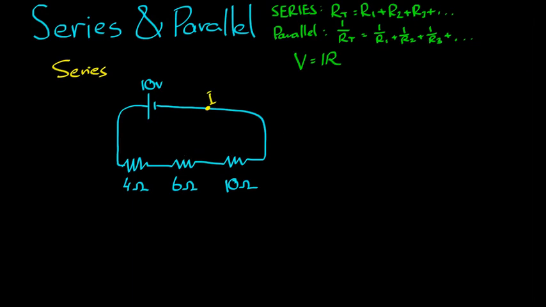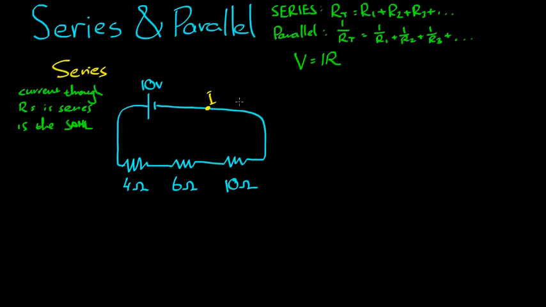So the first thing I want to mention, in a series circuit, the current through resistors in series is the same. And that's pretty obvious when you think about it. There's only one wire for charge to flow through. So if we measure the charge flowing past this point per unit time, it's going to be the same as the charge flowing past this point. It's going around at an even pace.